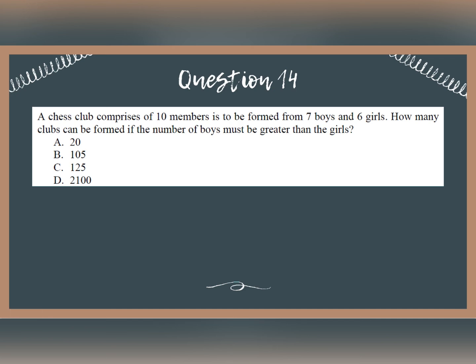A chess club comprises of 10 members are to be formed from 7 boys and 6 girls. So kita ada 7 boys, kita ada 6 girls. Okay. How many clubs can be formed if number of boys must be greater than girls? Okay, first dia kata dia nak 10 members. Boys kena greater than girls. So lelaki kena banyak lah.